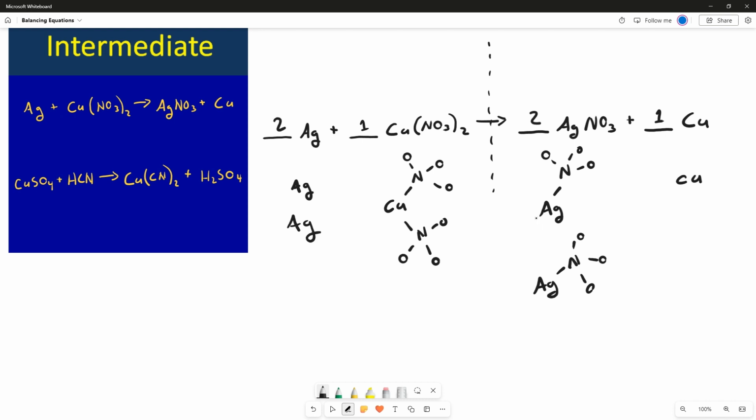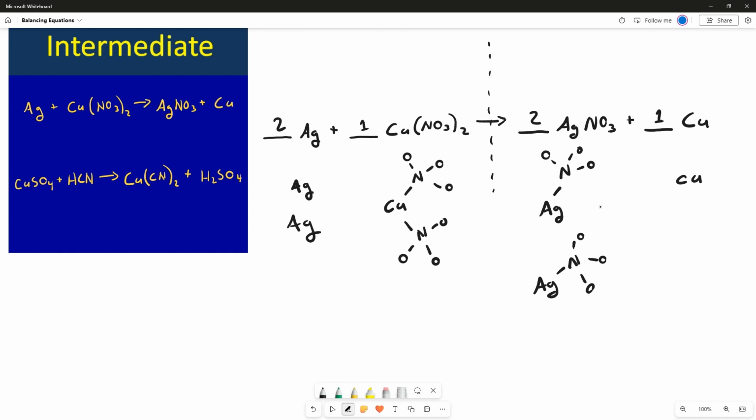So now we've got to start over and check them all again. For silvers, we have two silvers on the left and two silvers on the right. Look at copper. We have one copper on the left and one copper on the right. Take a look at nitrogens now. We have 1, 2 nitrogens on the left, 1, 2 nitrogens on the right. Now let's take a look at oxygens. We've got 1, 2, 3, 4, 5, 6 oxygens on the left, and 1, 2, 3, 4, 5, 6 oxygens on the right.